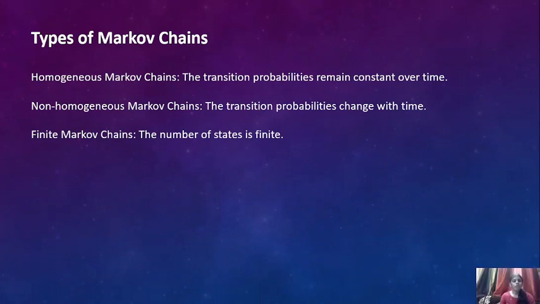Types of Markov chains. Homogeneous Markov chain. The transition probabilities remain constant over time. Non-homogeneous Markov chain. The transition probabilities change with time. Finite Markov chain. The number of states is finite.